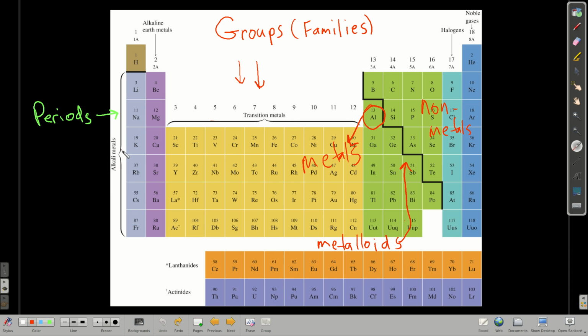So we have alkali metals, alkaline earth metals, transition metals, halogens, noble gases, lanthanides and actinides, metals, nonmetals, metalloids.